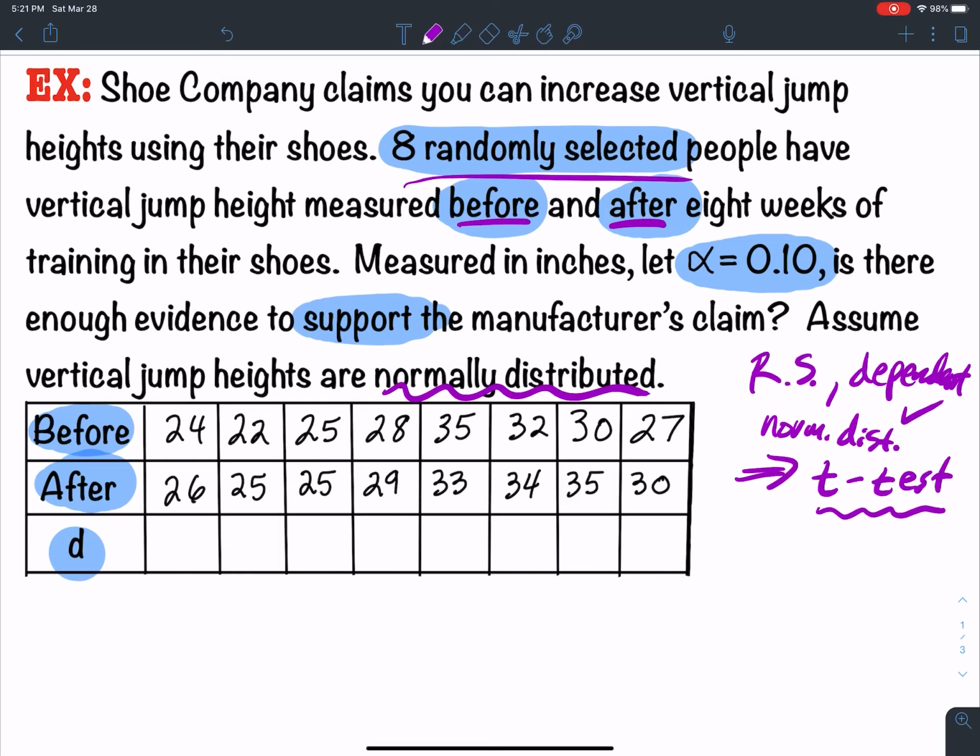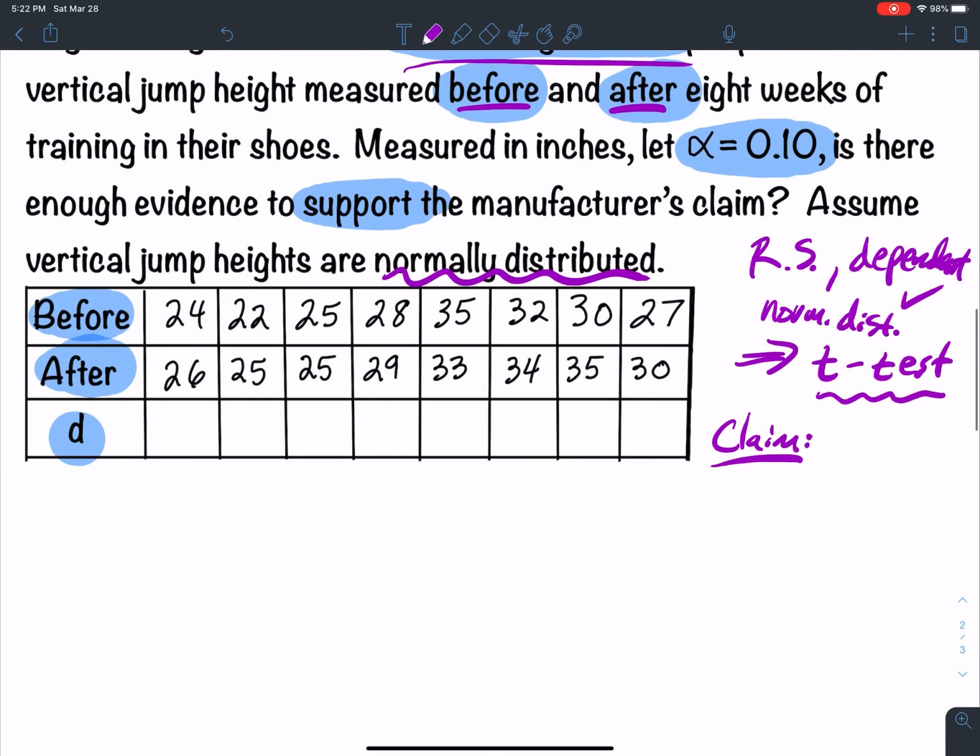All right, what's the claim? The claim is athletes can increase their vertical jump heights. Now, how are we going to do this? Because we have to talk about mu d. What is mu d? Mu d is calculated by mu1 minus mu2. When I think of this, I think of it sequenced in time. Before is my mu1, after is my mu2.